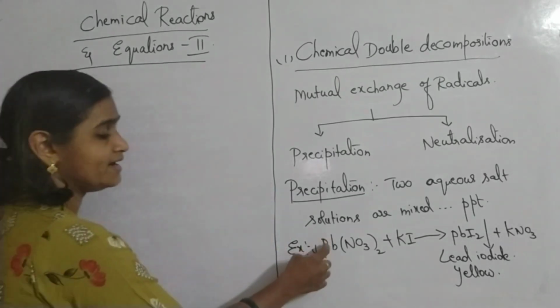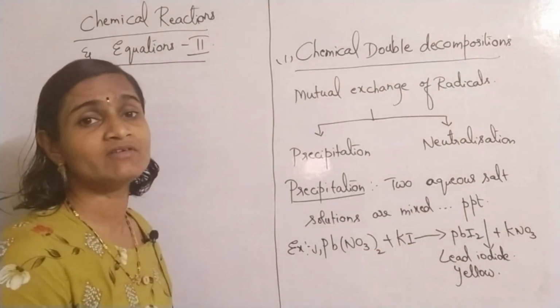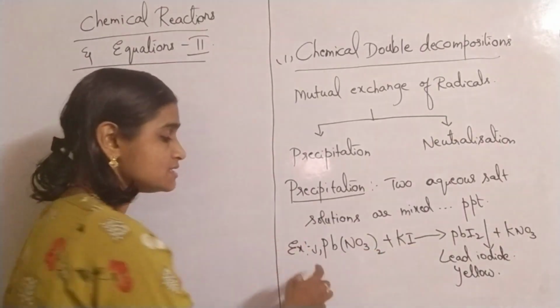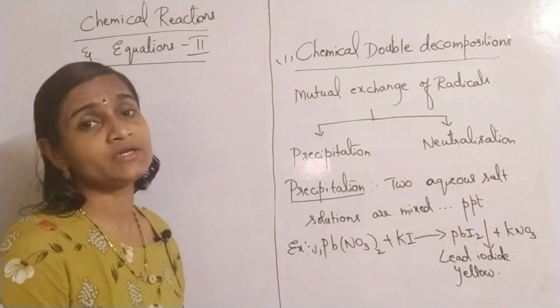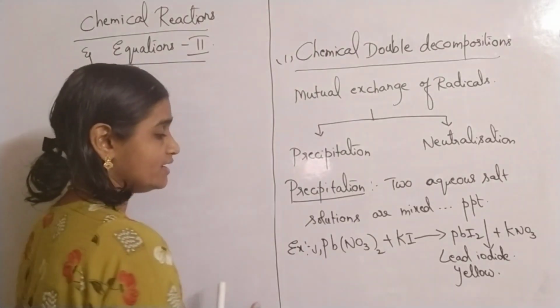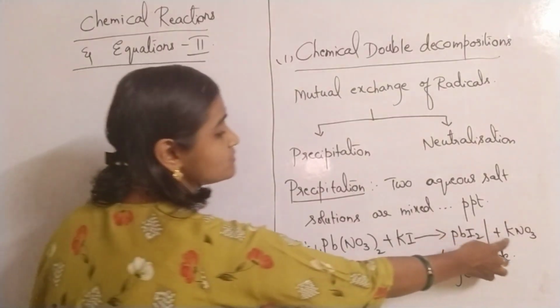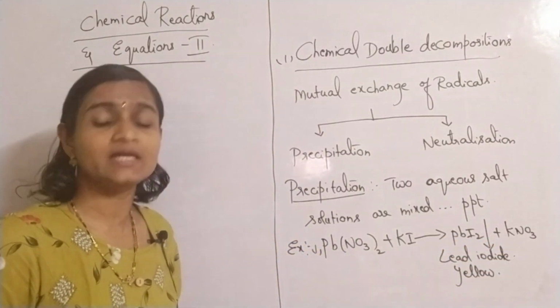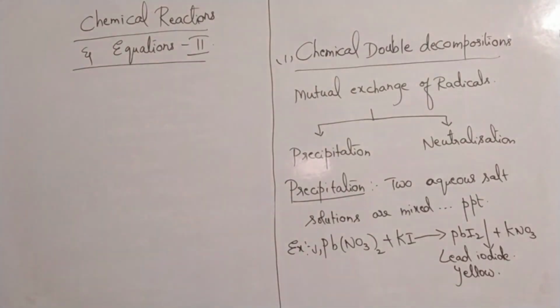Here lead and nitrate got separated from each other, and K and I also got separated from each other. Lead is forming a compound with iodine, given by PbI2. Lead iodide is formed, and potassium combines with the nitrate ion of lead and forms potassium nitrate separately. So like that, mutual exchange of radicals takes place. That's why this is an example for what? Double decomposition reaction. Next we will see some more examples.